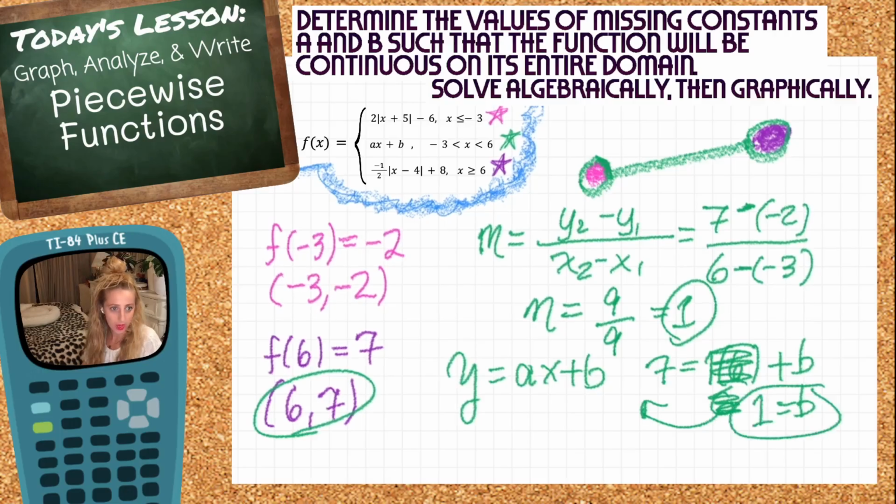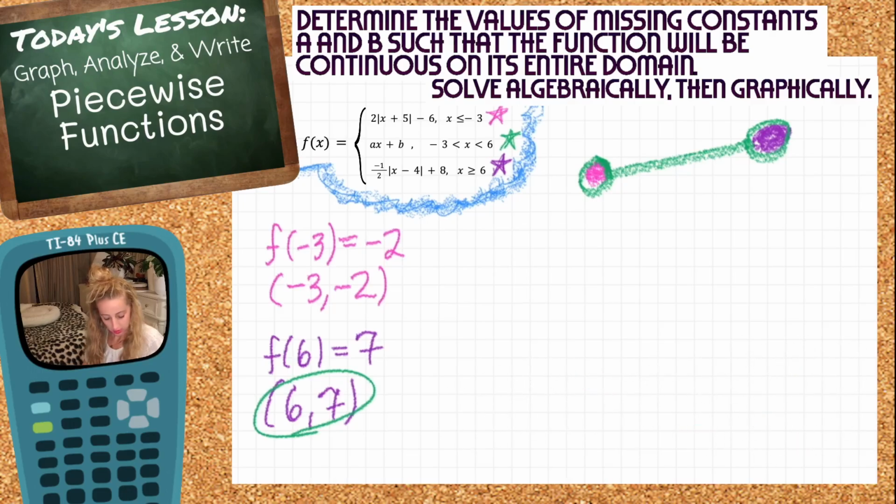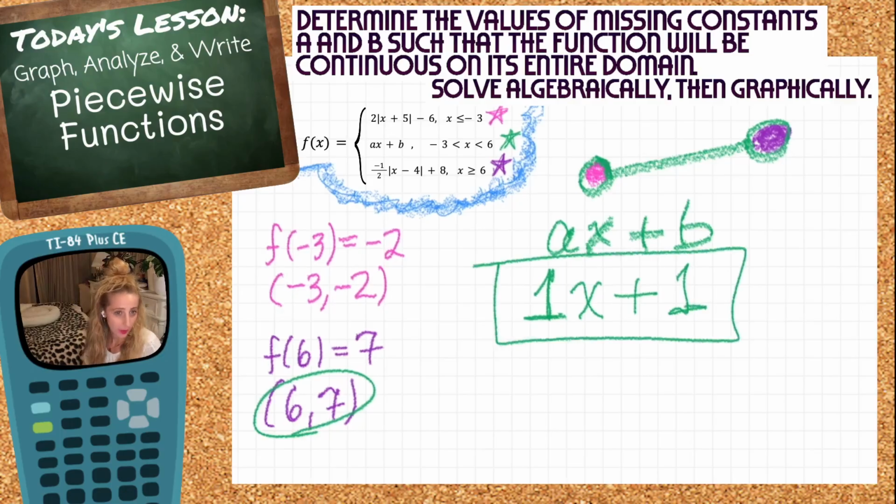So I got m is 1. I got b is 1. So what is my equation of the line, ax plus b? So we're going to have ax plus b is 1x plus 1. That was solved algebraically.